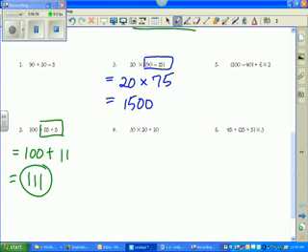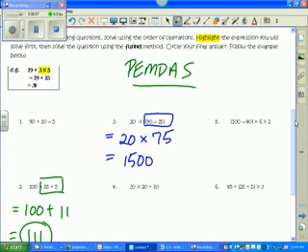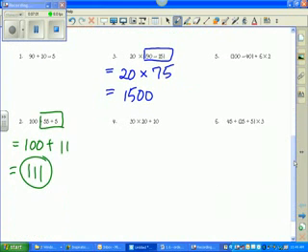Now, number 4, PEMDAS still applies even though you don't have parentheses, right? In number 4, you're still applying the order of operations. However, in this case, you have multiplication and division. So how are you going to solve number 4? You're still applying PEMDAS. However, what do you do instead, or what do you do in this case?